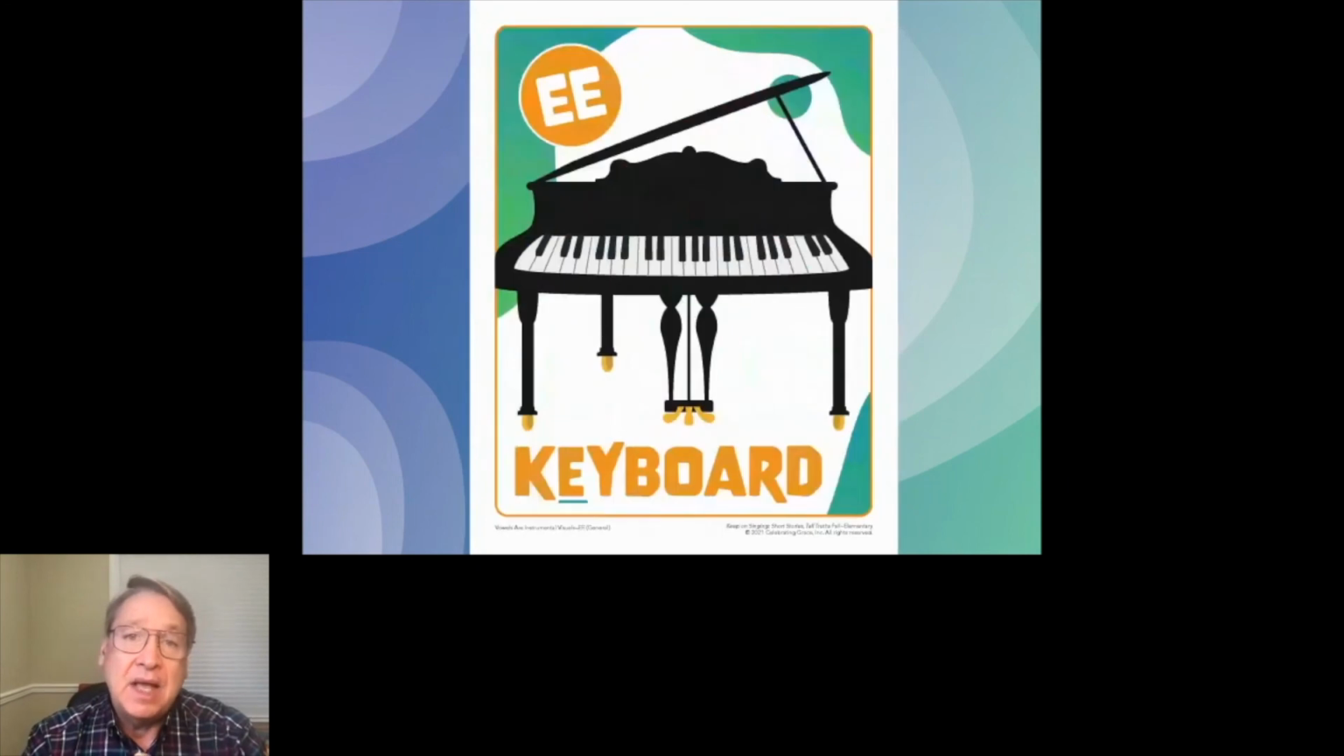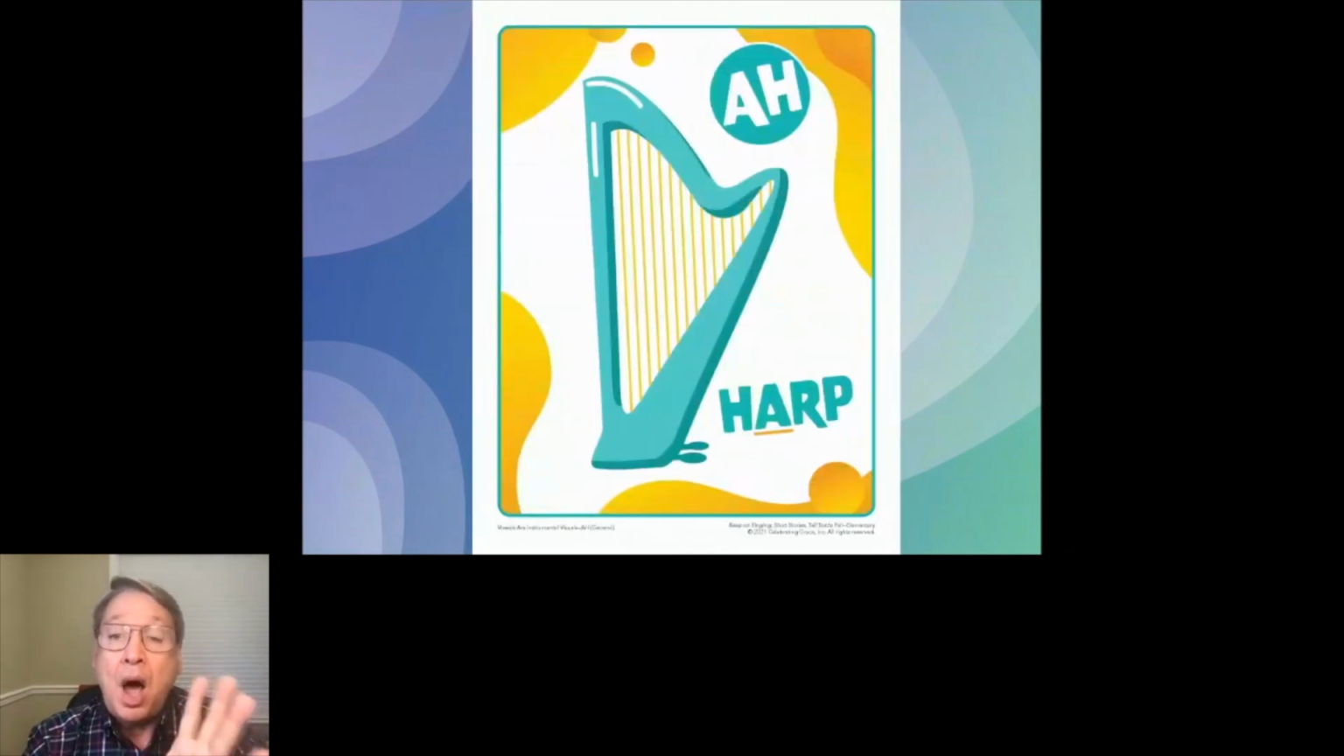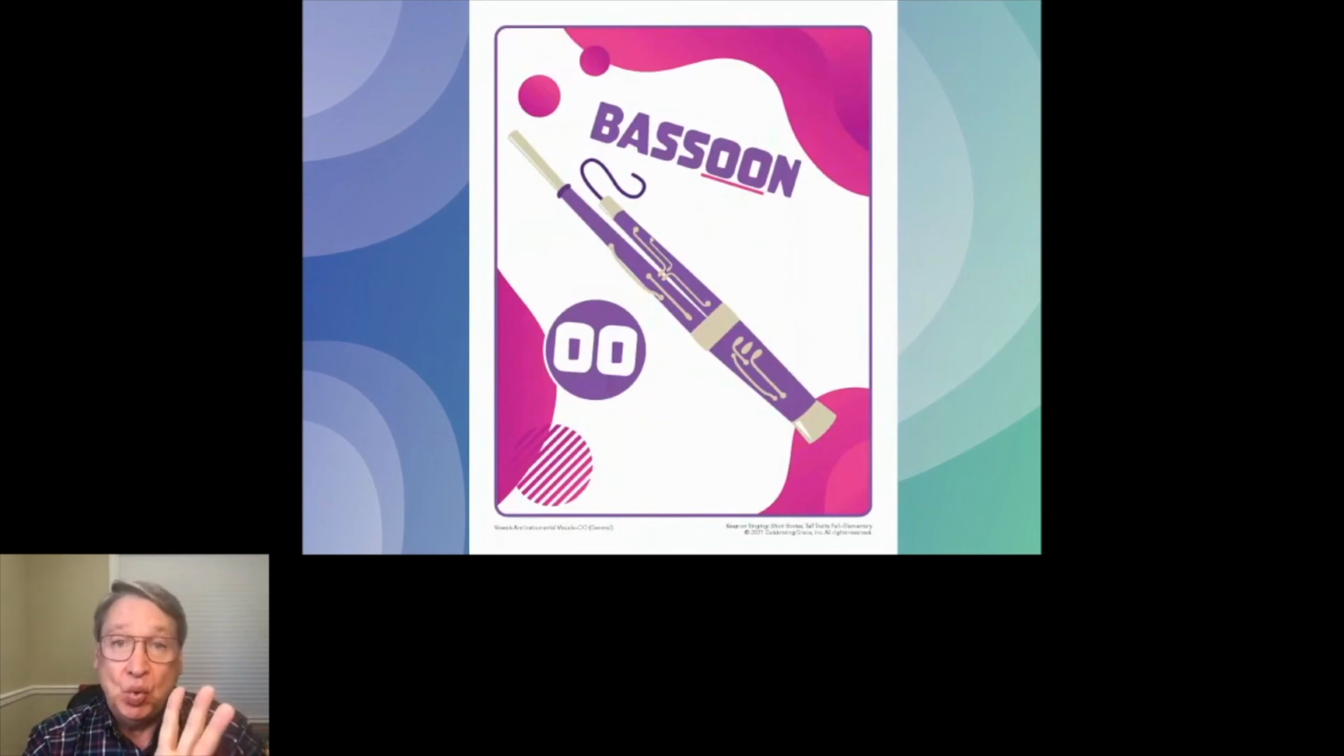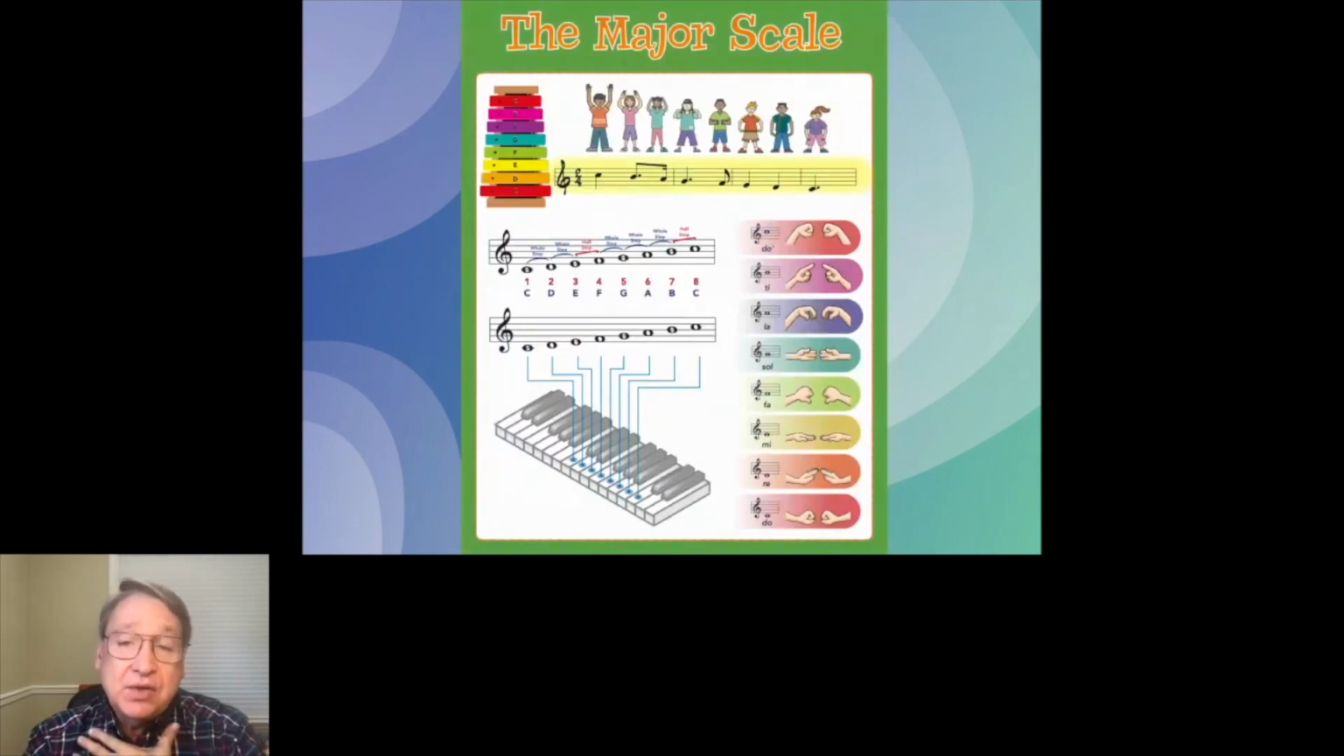And I like these a lot because we've never used them with instruments before. Keyboard, cello, harp, trombone, and bassoon, and we underlined the vowels that were to be emphasized in these particular ones. This is also a major scale. It's got the body scale that I talked about at length in my previous session that I use a lot with the kids. Do, re, mi, fa, sol, la, ti, do.